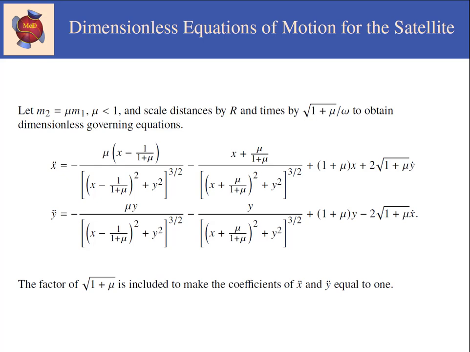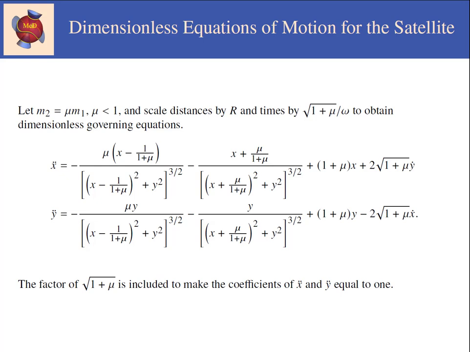Now, it's nice to clean up the problem by hiding all the physical parameters by non-dimensionalizing the problem. So to do that, let's first let m2 be mu times m1. Now, since we're thinking of m1 as the larger mass, we're going to assume that mu is less than 1. Also note that mu has no units. We also scale all distances, like x1, x2, x, and y, by R, the distance between the two bodies. And omega has units of 1 over time.